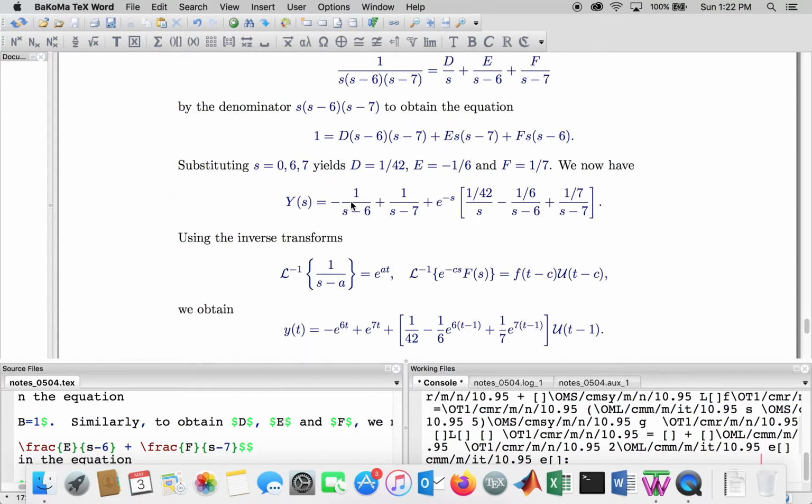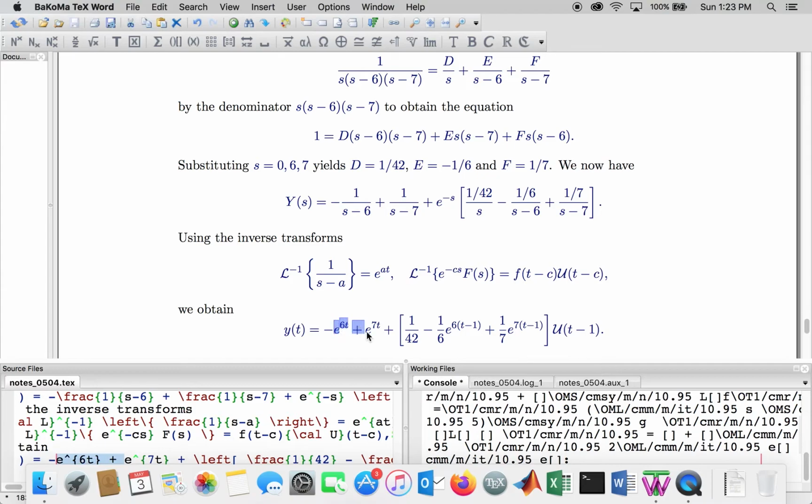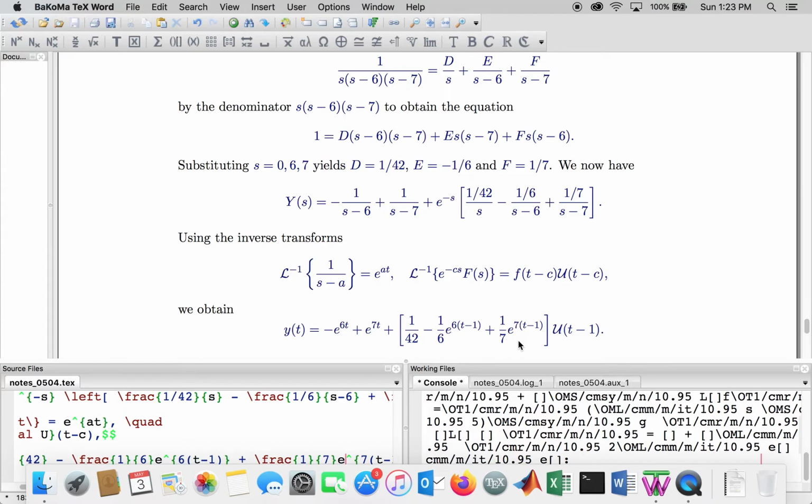So transforming these terms is like in other problems. We just have an exponential times whatever constant. And then everything here will be multiplied by u of t minus 1. So in WebAssign, you'd actually enter in 1 in one of the answer boxes. This part would get its own answer box. And then whatever is multiplied by the step function, this part right here, will be in the remaining answer box. So that's how the answer breaks down in terms of how you enter it in WebAssign.